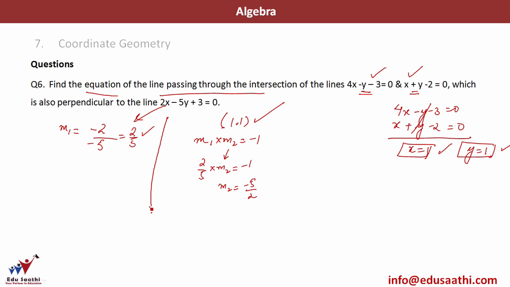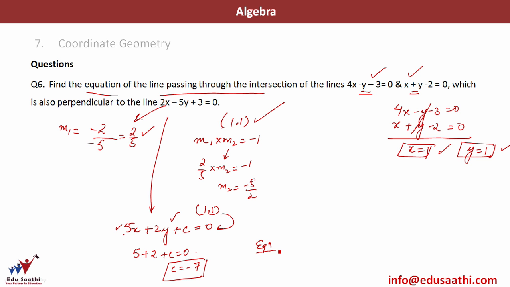So I can just do one thing. I can put 5x plus 2y, because the slope of this line would be given as minus coefficient of x over coefficient of y, plus c is equal to 0. Now this line has to pass through 1, 1. So 1, 1 should satisfy the equation. That means 5 plus 2 plus c should be equal to 0. That means c is coming out to be minus 7. So the equation that you get is 5x plus 2y minus 7 equals 0.